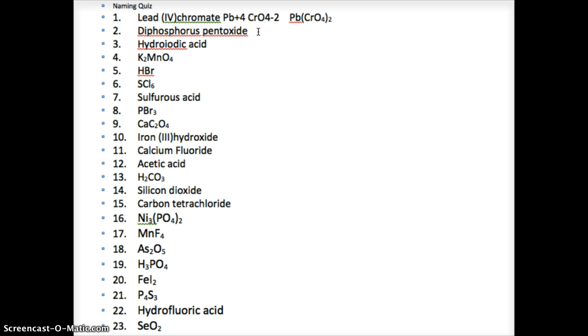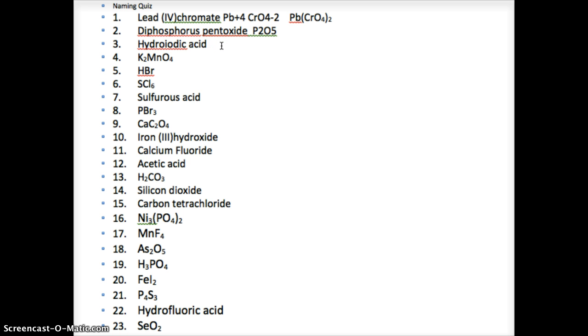All right, second problem, I gave you the name and you're going to give me the formula. So diphosphorus pentoxide. Whenever we see mono, di, tri, tetra, penta, we know we're dealing with covalent bonds. We're dealing with something molecular. So you just do what it tells you. Diphosphorus, so that's P2, and pentoxide is 5, so it's O5. P2O5 is the chemical formula for this, okay?